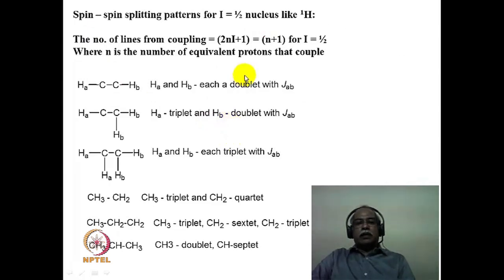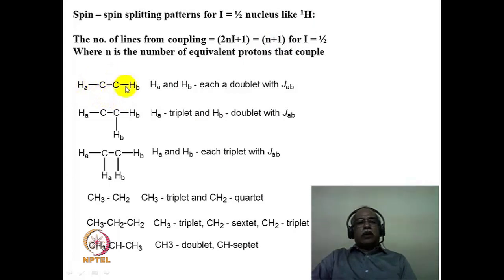Now let us summarize what we said in the previous two slides. The spin-spin splitting pattern for spin-half nuclei is as follows. The number of lines that one expects is 2nI plus 1, which is n plus 1 for a spin of half, because I is equal to half, where n is the number of equivalent protons that couple. This is extremely important. The protons have to be equivalent, only then will the coupling constants be the same, so that you can interpret it with this n plus 1 rule.